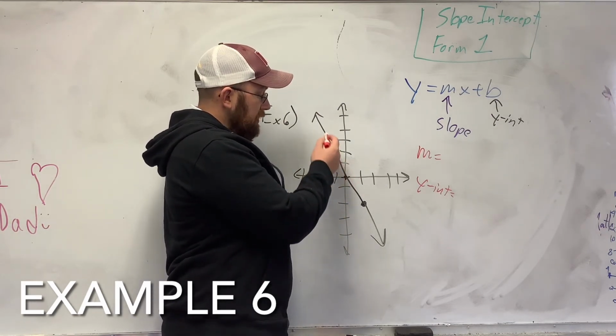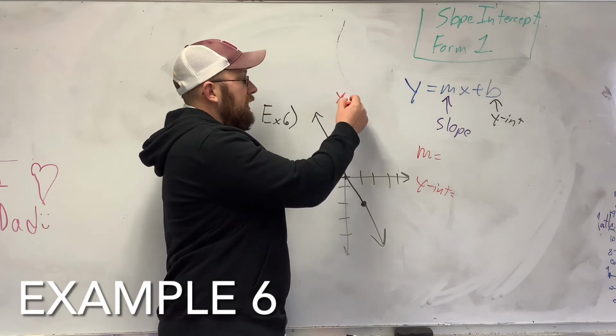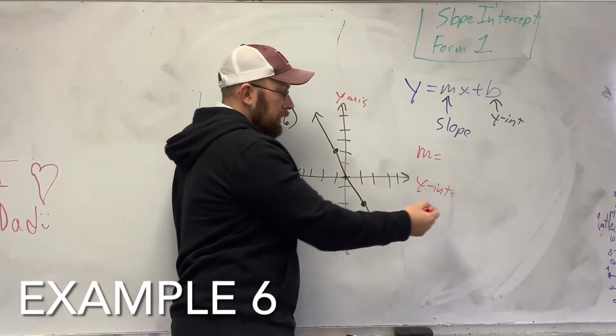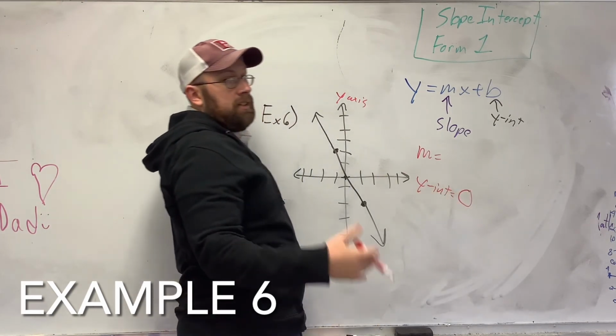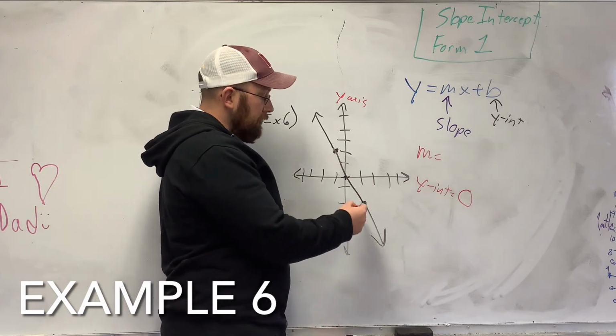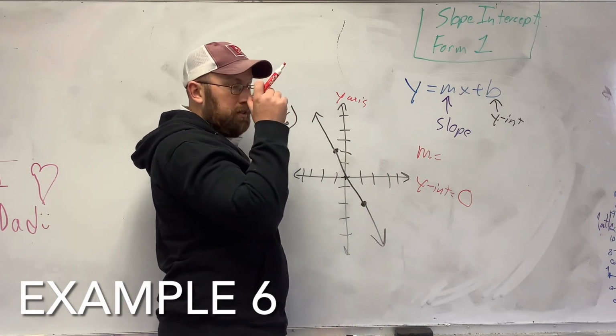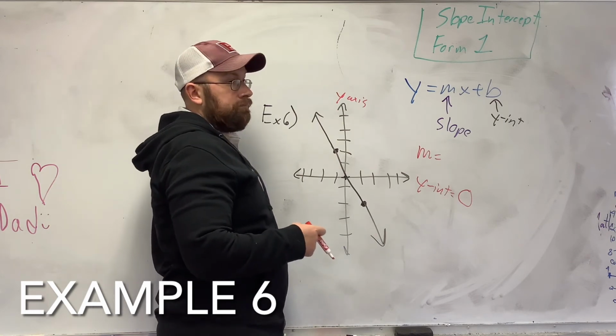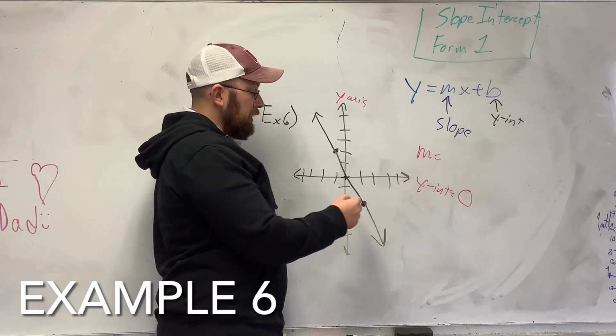So where does this line right here cross the y-axis? That's all you have to ask yourself. This line crosses at 0. So my y-intercept is 0. Now the slope is a little bit more difficult. We're going to do rise over run. You can do it either way. Since you have two known points, you can do the slope formula too, but I'm just going to do rise over run.